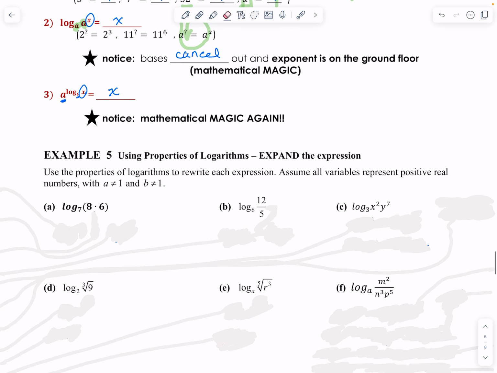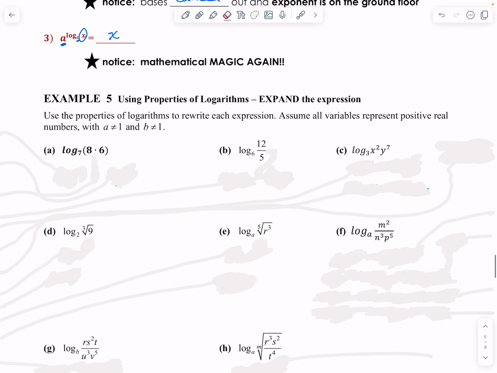Okay, so in example 5, we're going to be expanding our expression. Really, expanding the expression is just practice. What we do most of the time is condense it. But we want to get used to expanding, and I will be asking you on your test to expand as well. So I have log base 7 of 8 times 6. So I'm going to expand it. I'm going to have log base 7 of 8. And then I'm going to have log base 7 of 6. So I took these two and I expanded it.